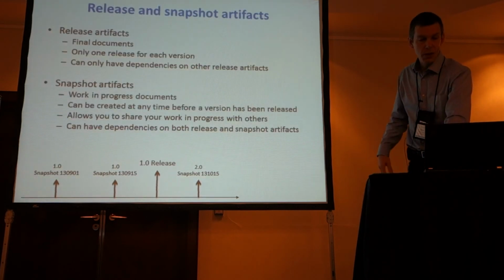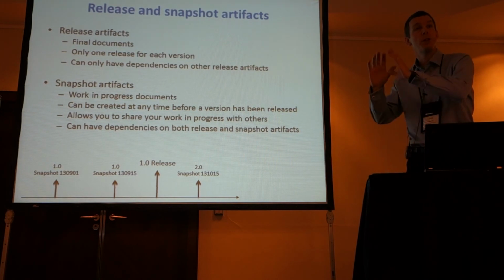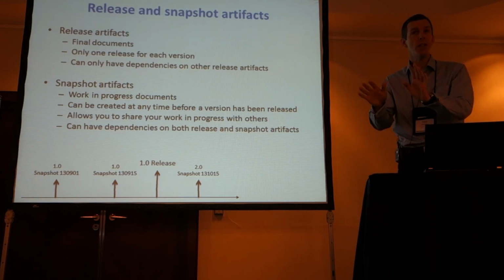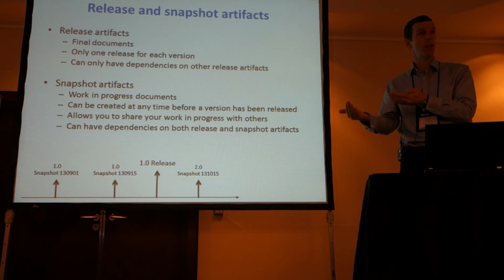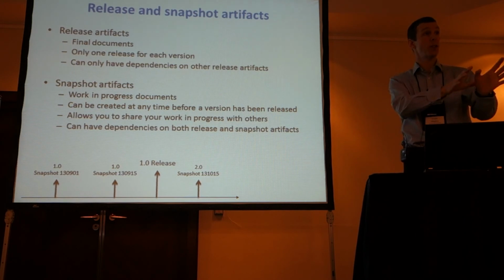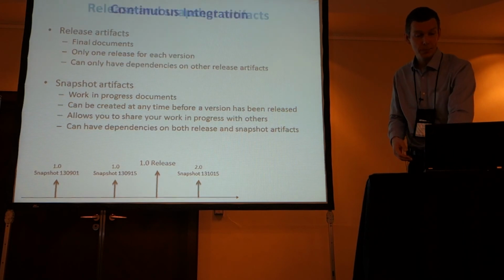Okay, just a quick word. Generally, with artifacts we have two types: released artifacts, which are the final version and won't change, and snapshot artifacts, which are a work in progress. You can share snapshot artifacts while you're working on something, and once it's been finalized, it becomes a release artifact. You can cache a released artifact because you know it's not going to change. Snapshot artifacts need to be updated.